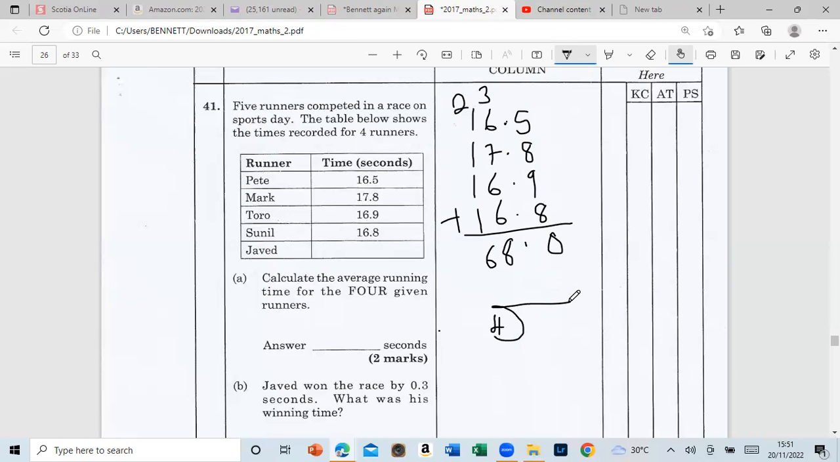4 into 6 goes 1 time. 4 ones are 4. Subtract. That will be 2. Turn on the 8. We have 28 now. So 4 into 28 goes 7 times. Exactly. So our answer would be 17. The average or the mean would be 17.